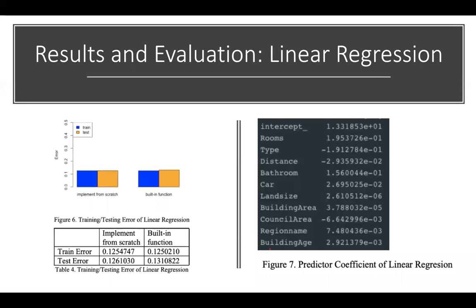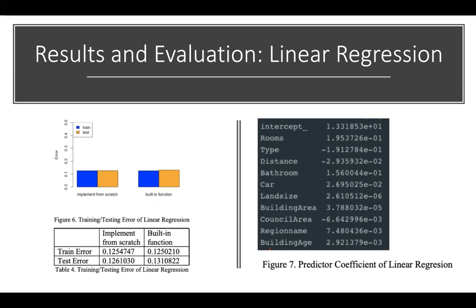In this slide, I'm going to talk about the results obtained from implementing linear regression. As you can see in figure 4, it shows the results of training and testing error for linear regression implemented from scratch versus using built-in functions. As you can see from table 4, the training and testing errors of linear regression are almost identical. With this, we can say that our implementation of the algorithm from scratch implies that our model is neither overfitting nor underfitting.